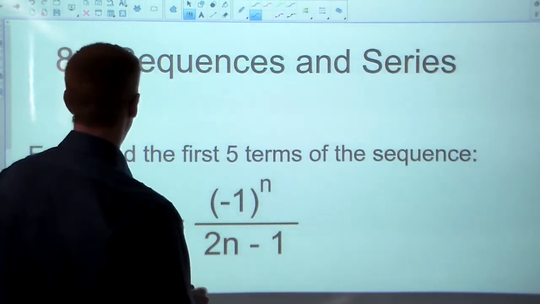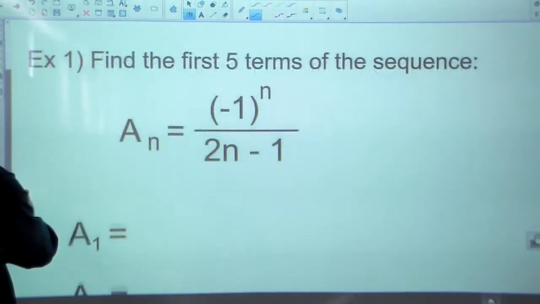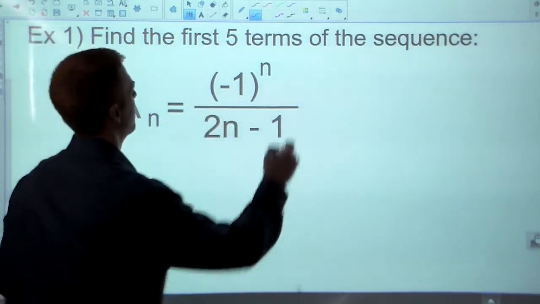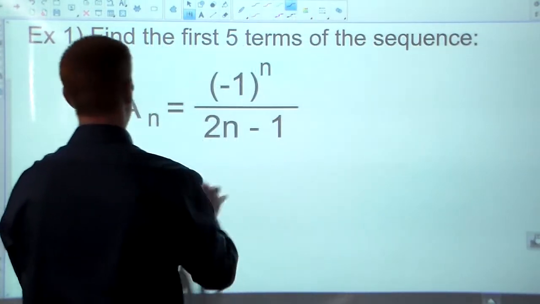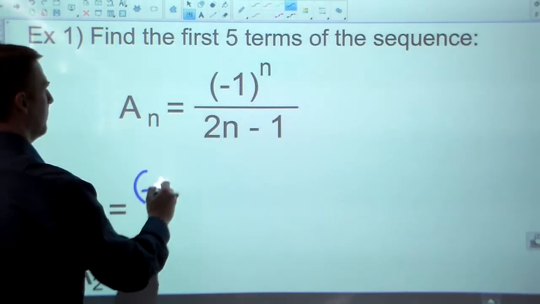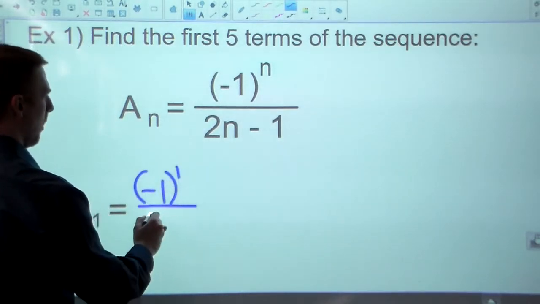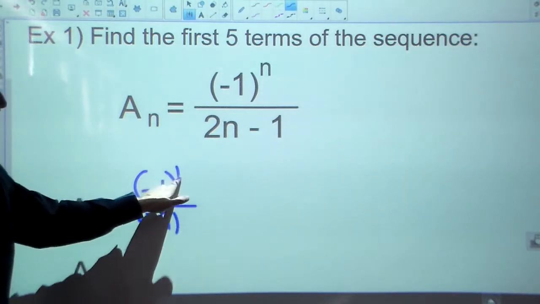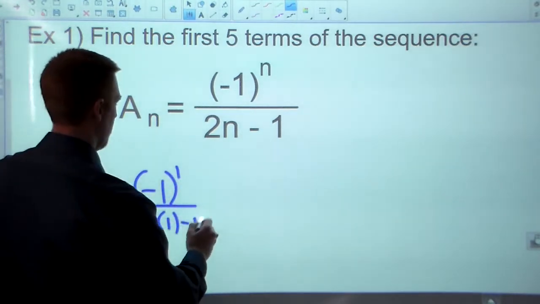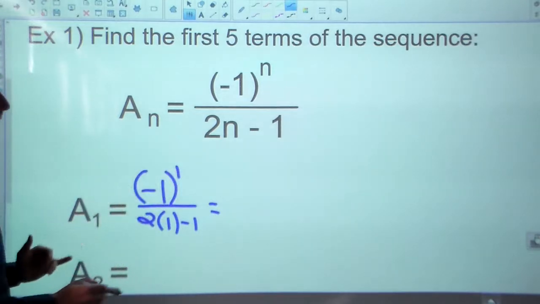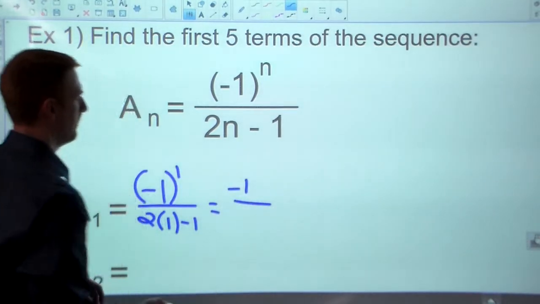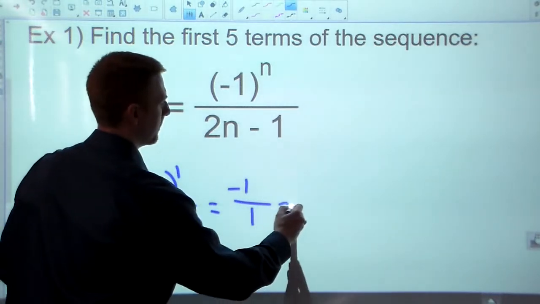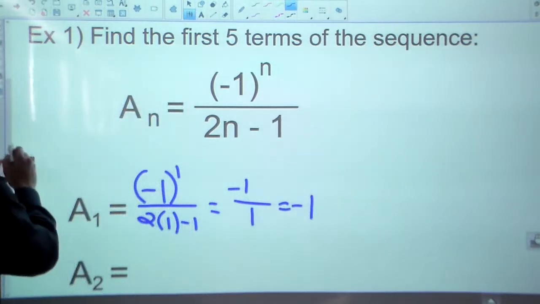So let's find the first 5 terms. To find the first one, we want A sub 1, which means we're plugging in 1 for n. So off to the side, I'll do it right here. Negative 1 to the first over 2 times 1, minus 1. Whatever's here goes in for n in both spots. So negative 1 to the first is going to be negative 1. 2 times 1 is 2, minus 1 is 1. So this term is negative 1.